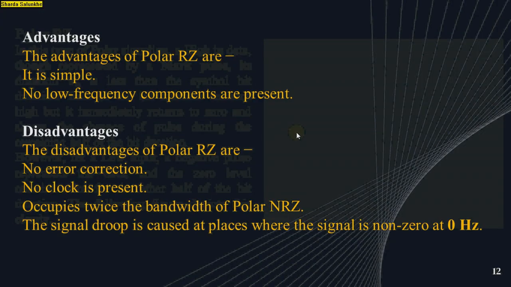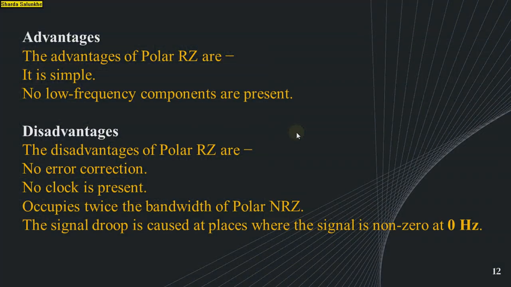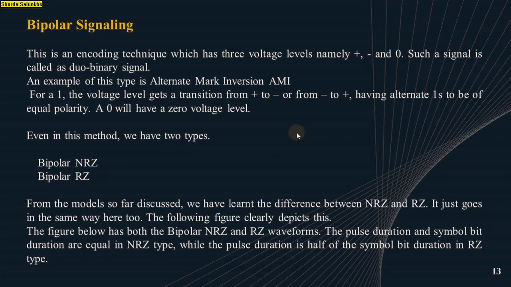Advantages of the polar RZ: it is simple, and no low frequency components are present. The disadvantages: no error correction, no clock is present, it occupies twice the bandwidth of the polar NRZ, and signal drop is caused at the places where the signal is non-zero at 0 hertz.